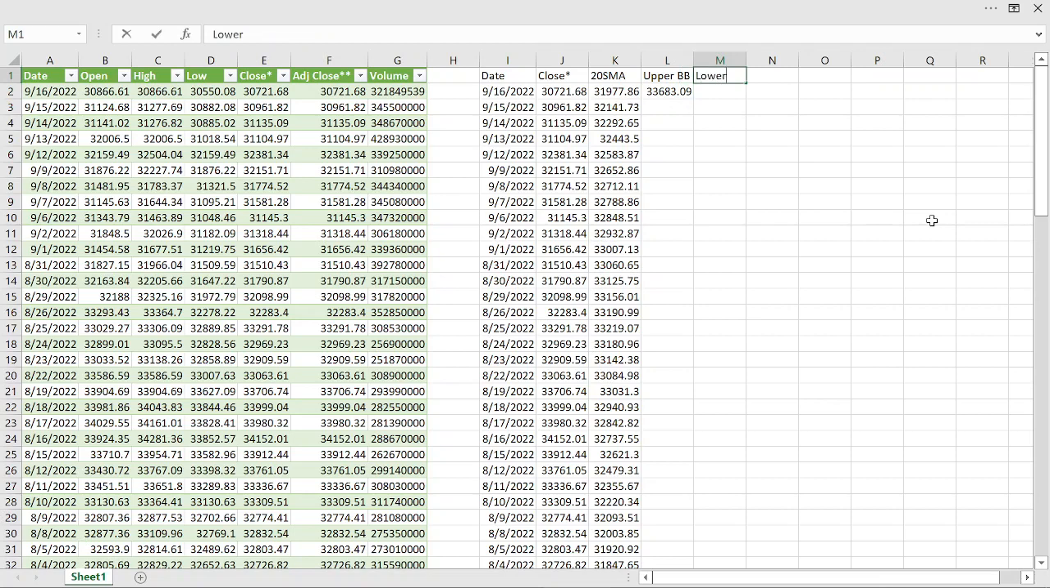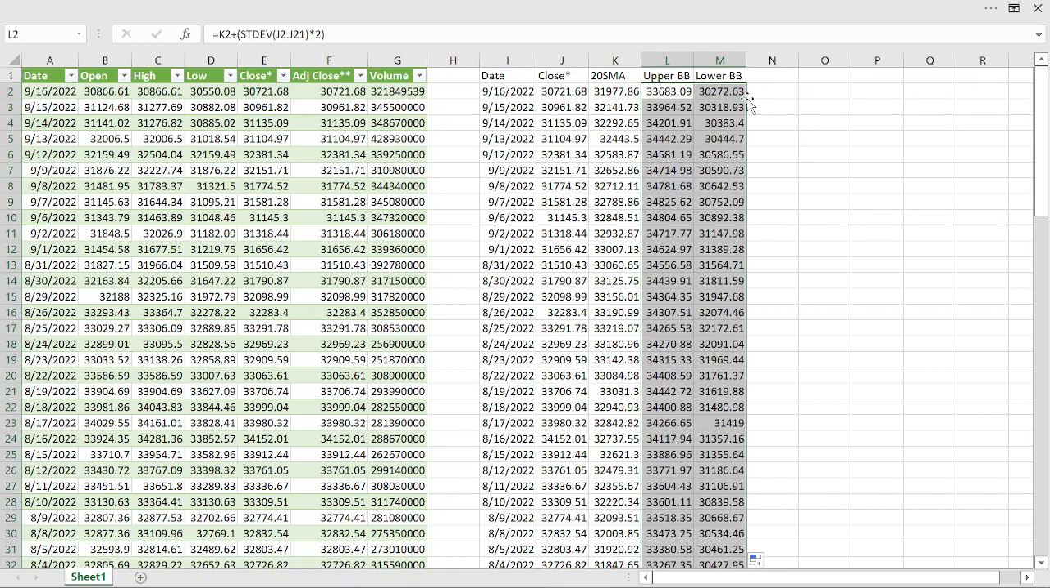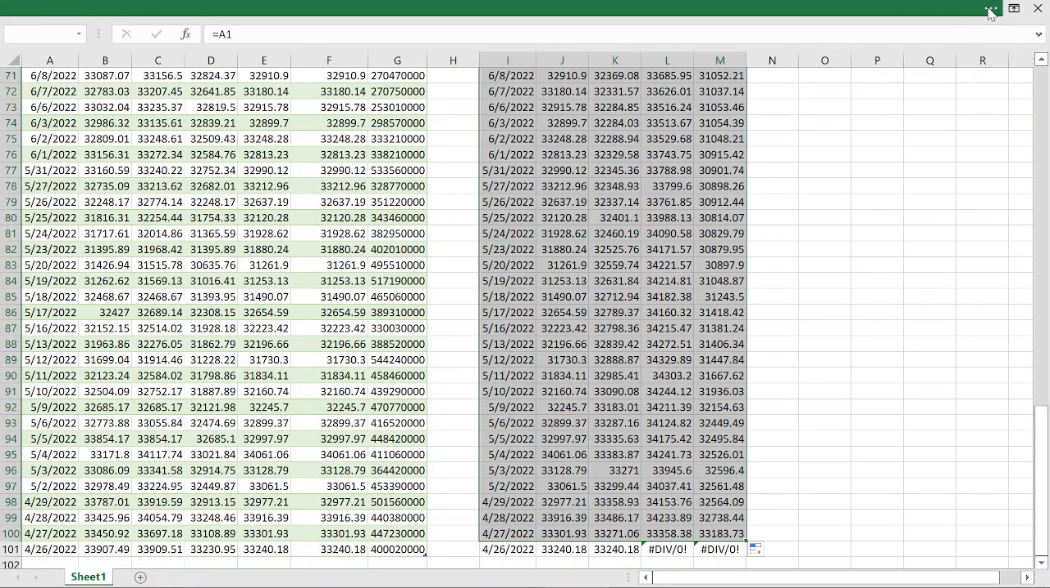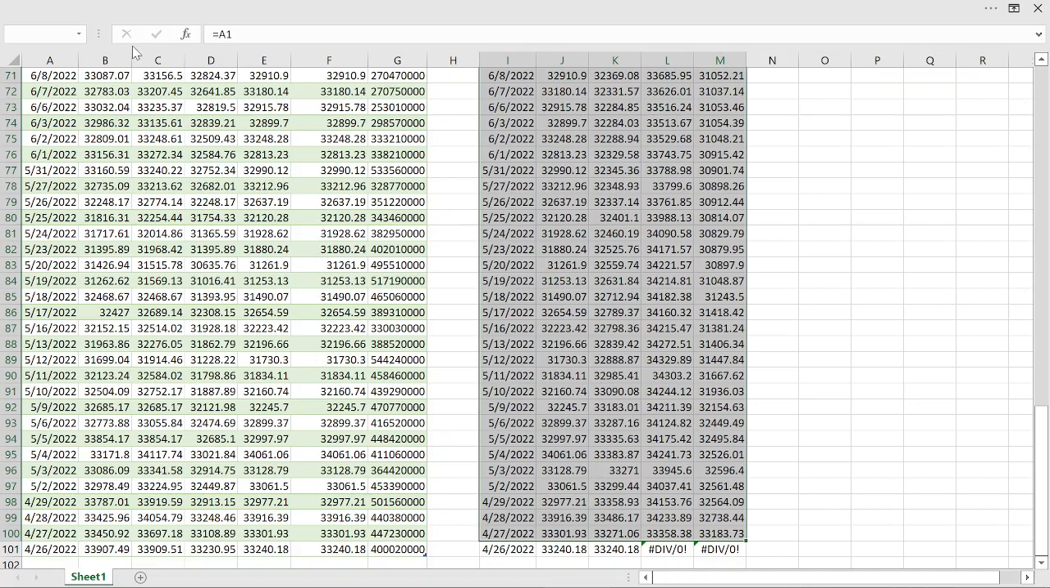We can also produce a lower band in the same fashion. We can very simply say, okay, give me the 20 simple moving average, subtract from that standard deviation of 20 periods times 2, and that produces for us the lower band. And that's all there is to it. Now we take this data, we plot it on a chart, and we can see what it looks like.